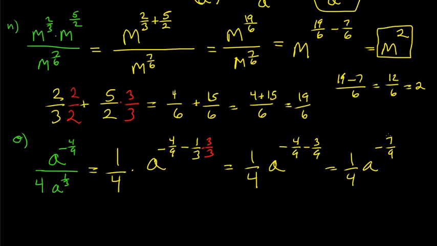Okay. But hang on, we're not allowed to have negative exponents. That was in the directions way, way back. The directions said no negative exponents. All exponents have to be positive. So what does it mean when you see a negative exponent? It means it goes to the denominator. So this will be 1 over 4 times a to the 7 over 9.